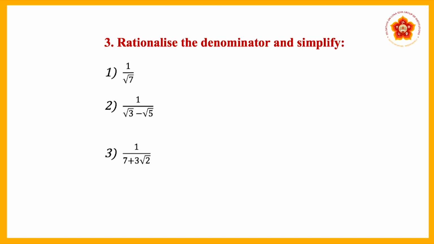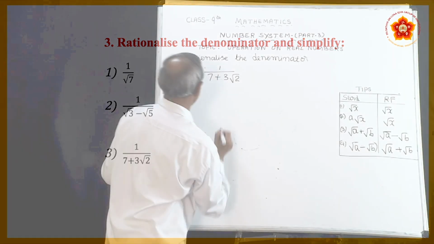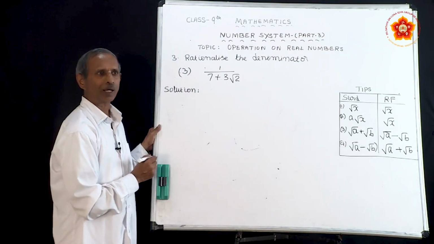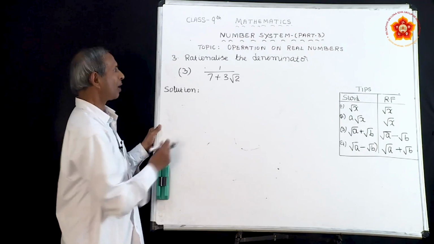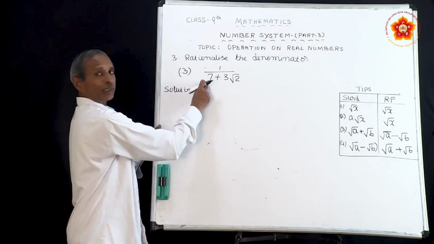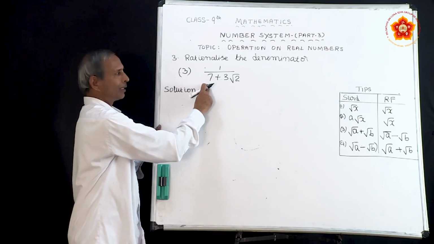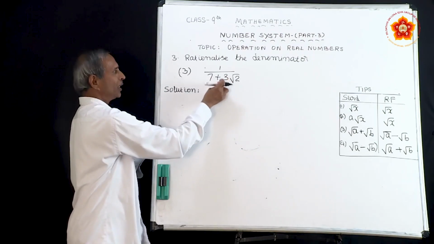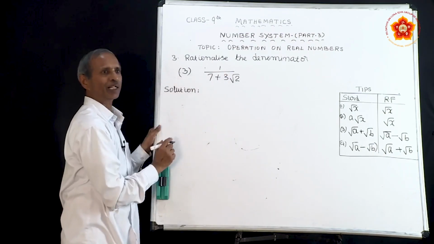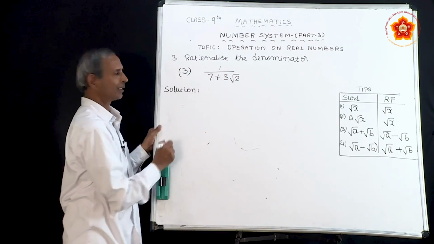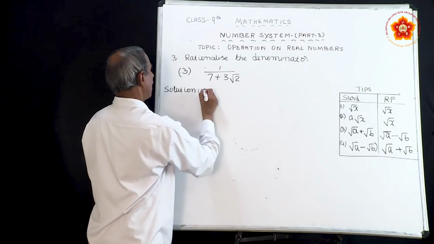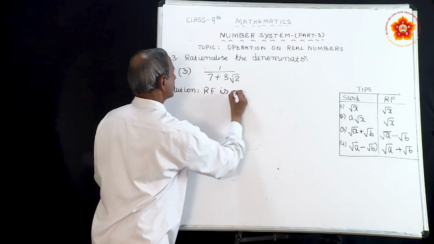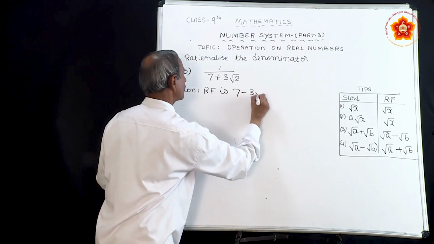Now let us move to the third problem. If you want to simplify the problem, first of all you have to find the rationalizing factor of the denominator. Now what is the rationalizing factor of the denominator? According to these tips, whenever there is a binomial, you only have to change the middle term sign, that's all, and it becomes its rationalizing factor. Therefore RF is, directly you can write, 7 minus 3 root 2.